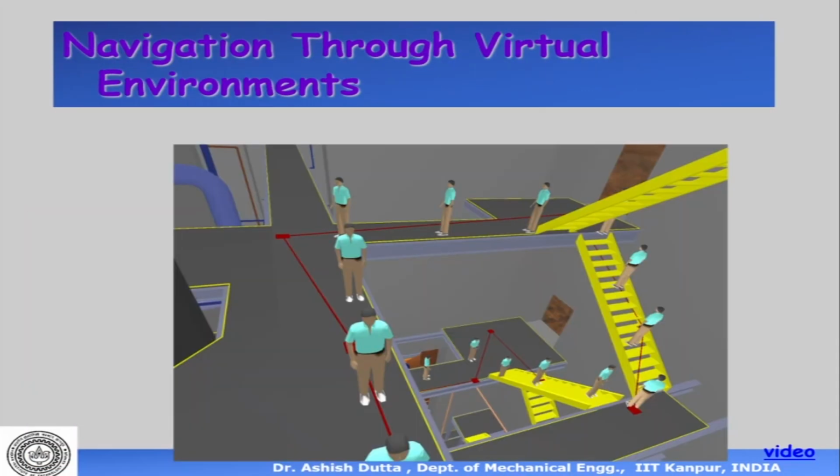Navigation through virtual environments. Before actually constructing a building, they would make this kind of virtual walkthroughs to see whether human beings can walk everywhere. If there is a problem of falling down somewhere, every place is accessible, or there are some places which are not accessible. So this is basically which is called virtual environments or virtual walkthroughs.